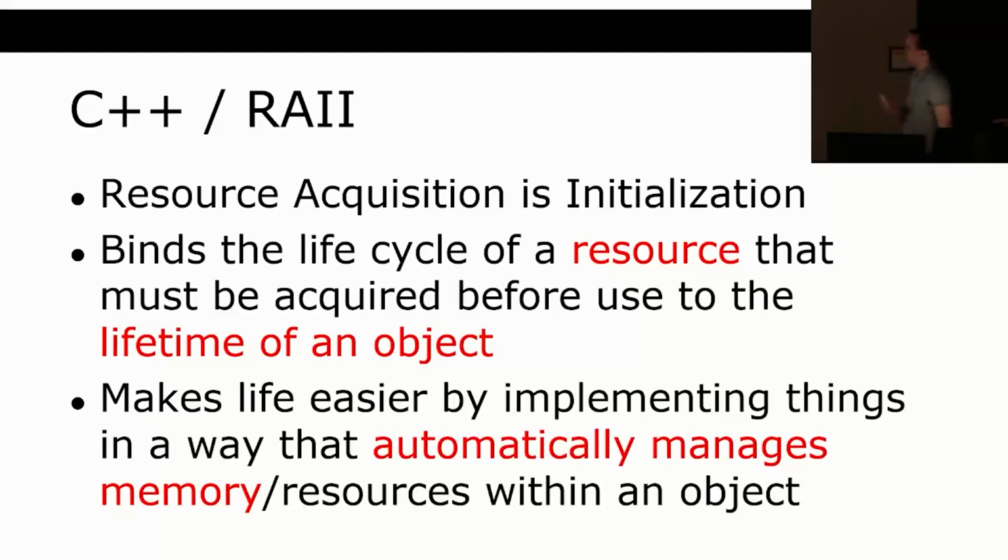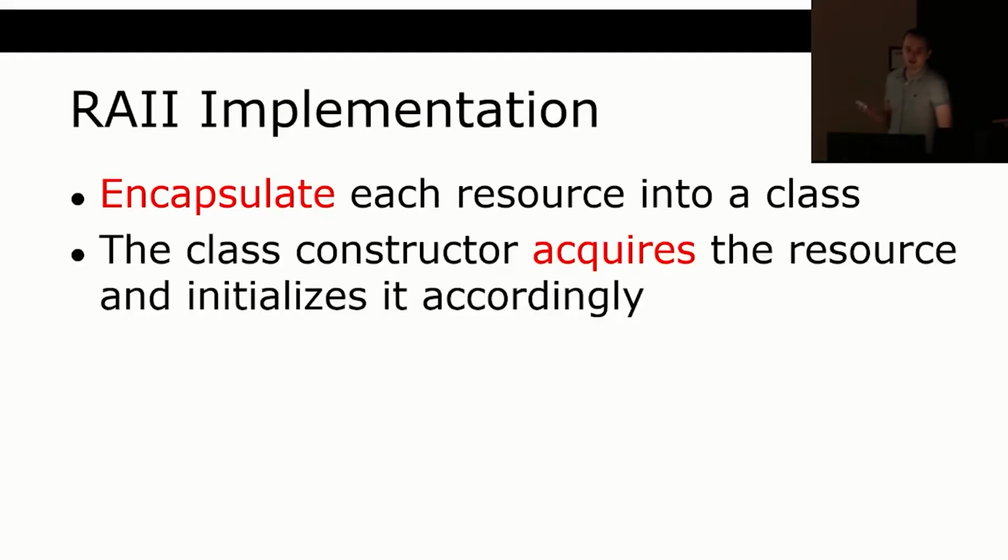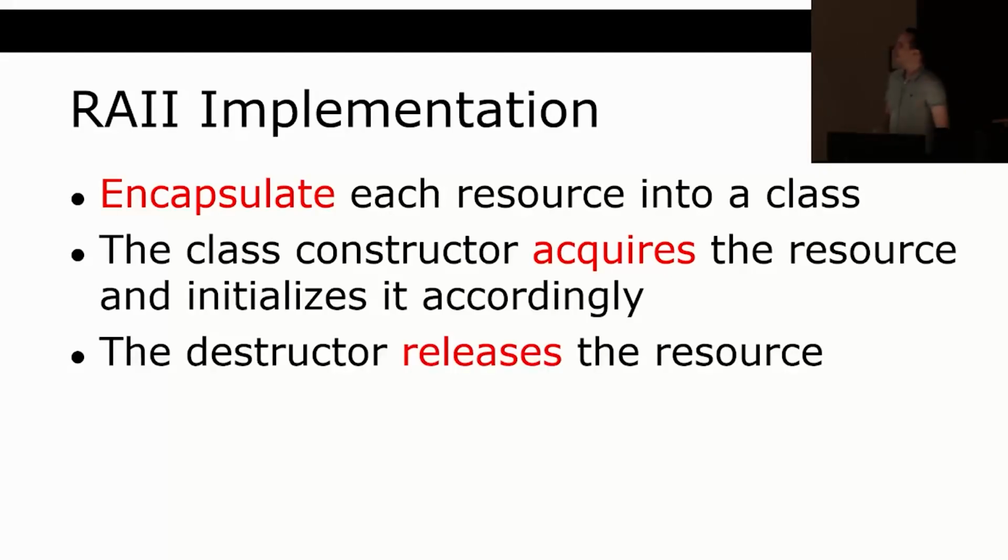Okay? So, it makes life easier by implementing things in a way that automatically manage memory and resources within an object. So, what we're going to do in order to implement RAII is encapsulate each resource into a class, and then the class constructor is going to acquire the resource and initialize it. So in the constructor, we're going to call new, and then in the destructor, we're going to release the resource. So we're going to call delete.